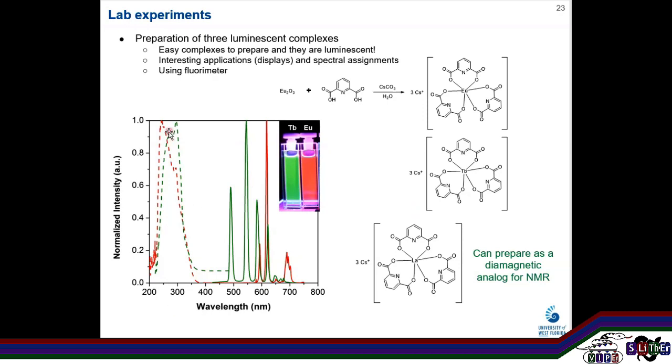And so with this, you can bring up the antenna effect. You can show them the only thing you're changing here is the metal ion. And each of them will have very similar absorption spectra, but the lanthanide emission will be very, very different. And so that's an interesting way to show those things.